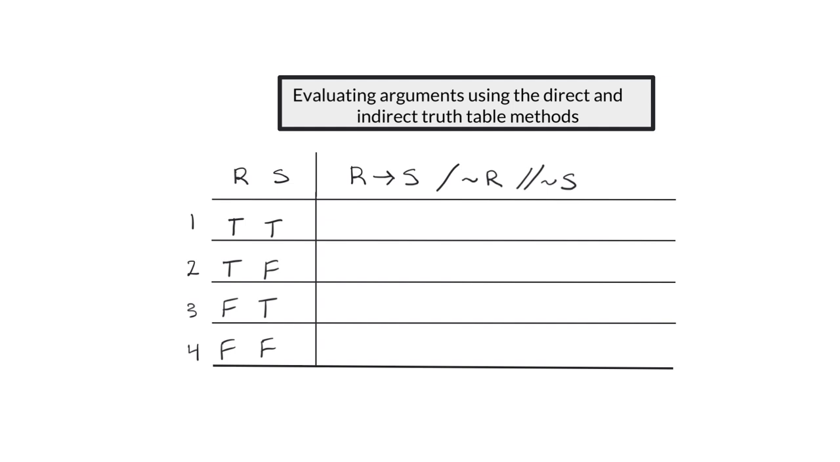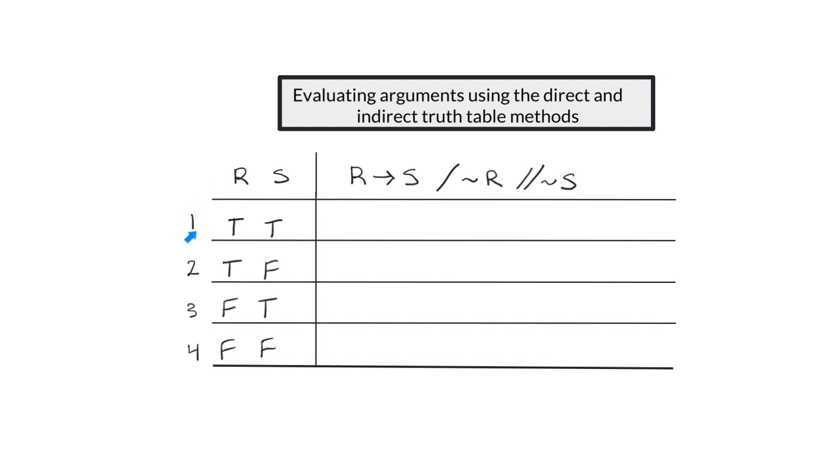So I'm going to move through this direct truth table pretty quickly, and then I'm going to push it to the side, and then I'm going to demonstrate the indirect method. So here we have our argument. This is our first premise, if R then S. The first premise is separated from the second premise by the slash mark here. The second premise is the negated R, or it's not the case of R. And then the two slash lines indicate that the conclusion is coming up, which is the negation of S, or it's not the case that S.